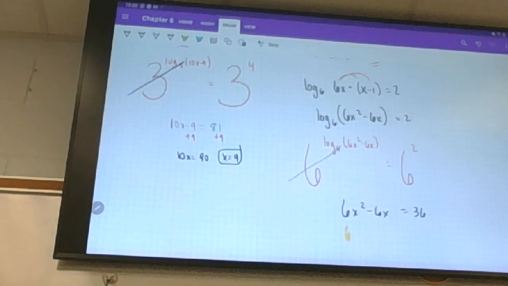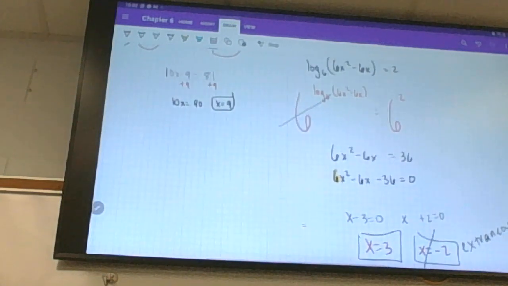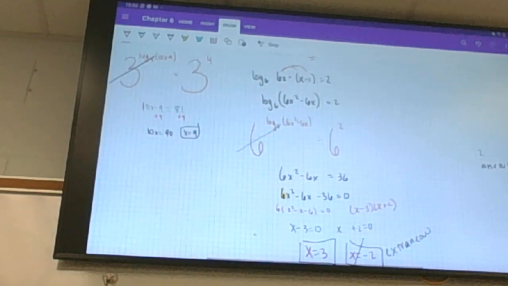Actually, we're gonna make it equal to 0 first, and then we're gonna GCF that. Always factor. If it's a quadratic, you factor it. At the end of every chapter, they like to make every equation end in a quadratic so you can still remember how to factor it. Anyway, that factors into, the answers are 3 and -2.